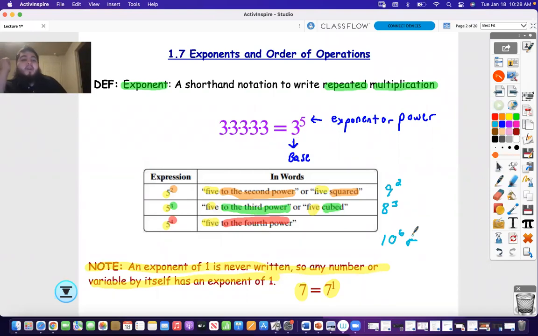Now take a look at the note that I highlighted in yellow down here, guys. An exponent of 1 is never written. Any number or variable that's by itself has an exponent of 1. So for example, this number here, 7, is the same thing as 7 to the 1 power. But we never really have to write the 1. The 1 tends to be invisible.